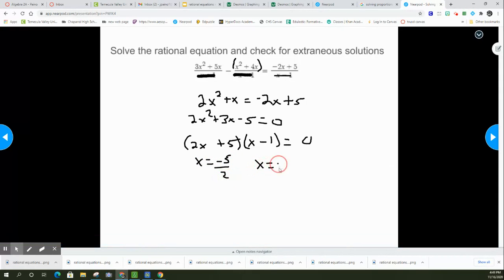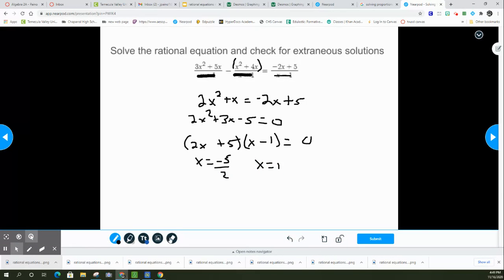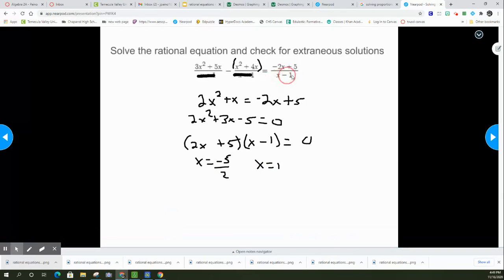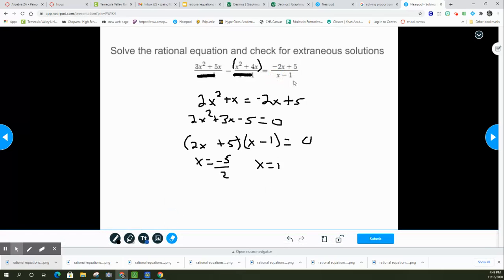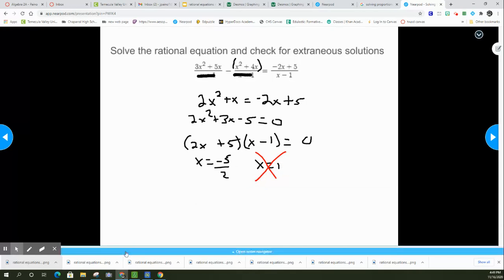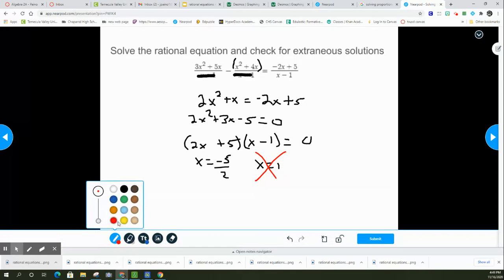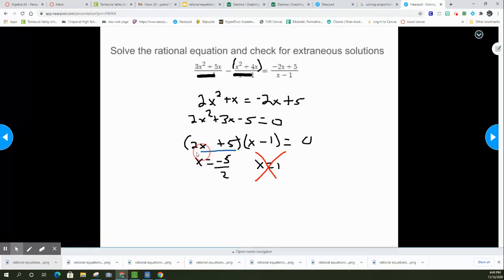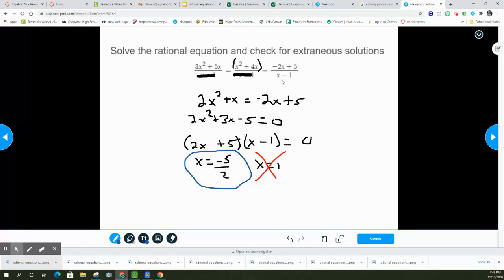All right, but as I said earlier, x cannot be 1. So this is not an answer. Only -5/2 is the only answer for this problem. x equals 1 is an extraneous solution, does not work.